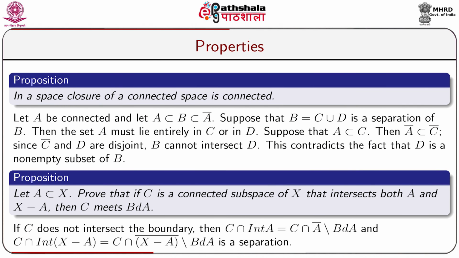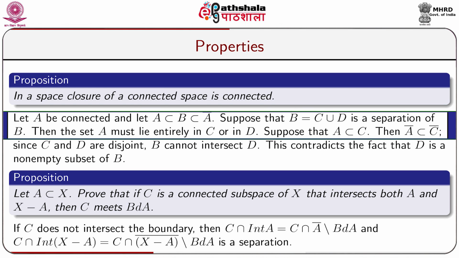Now, let us prove another important result. In a space X, the closure of a connected set is connected. In fact, we can prove that any set between a connected subset and its closure is connected. For this, let B be a subset of the closure of A containing A, where A is a connected set of a topological space X.